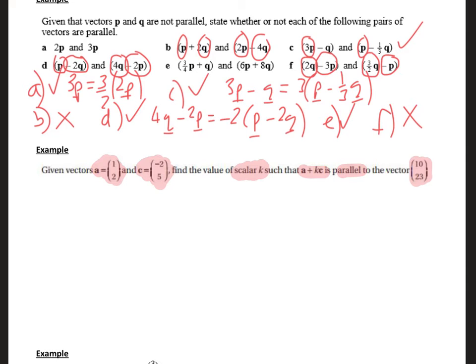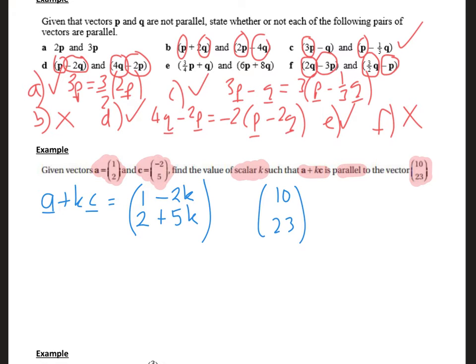Okay, well, to do this one, I'm just going to do it bit by bit. So let's write down what A plus kC would look like. I'm going to have on the top 1, then I'm going to times C by k, so I get 1 minus 2k, and on the bottom I'll get 2 plus 5k. So that's my vector. Now it's parallel to (10, 23). So they're not equal to each other, but it's equal to that times a scalar. So I've already used the letter k, I've used the letters A and C, so let's use n.